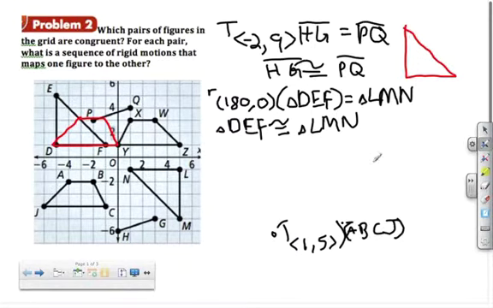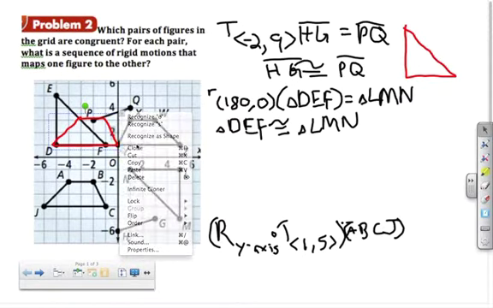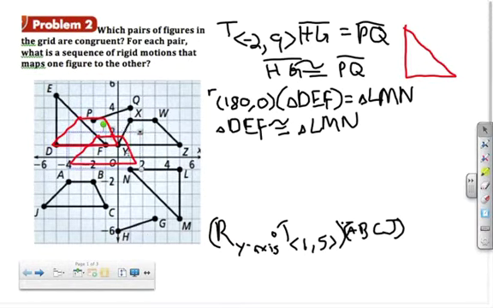And the next thing that we're going to do is a reflection. And we're reflecting over the y-axis. That's indicated with a capital R. And when I reflect this, let me clone it first. Clone. Okay. When I take this and flip it and reflect it over the y-axis, it will land at my other figure.